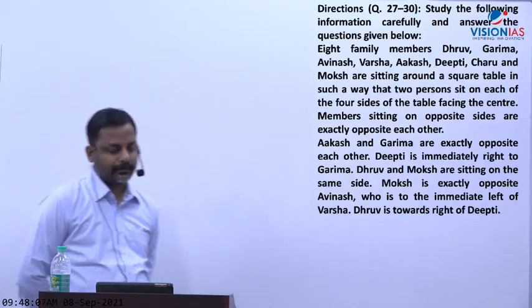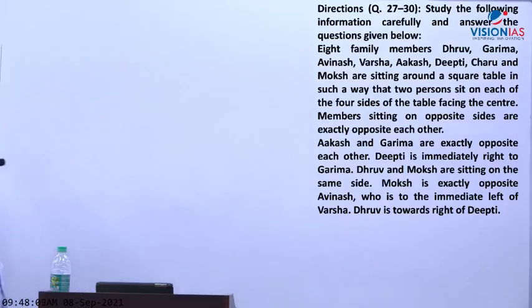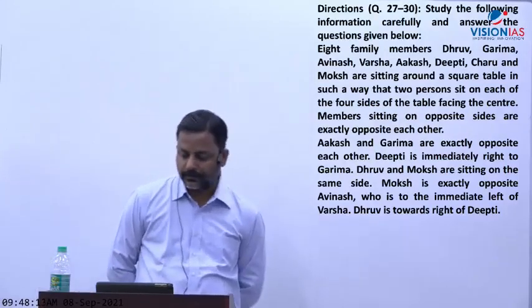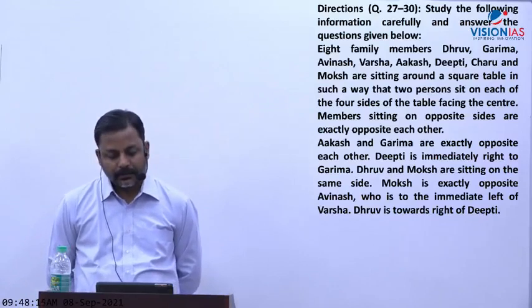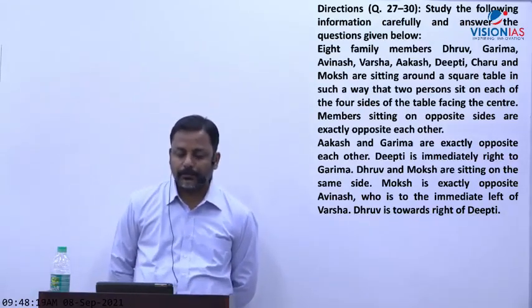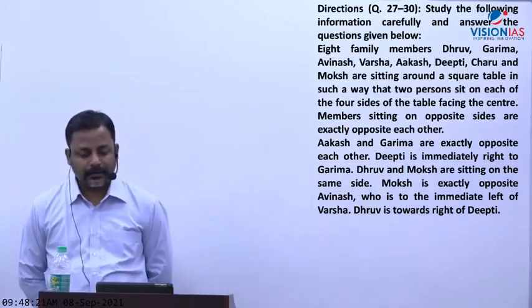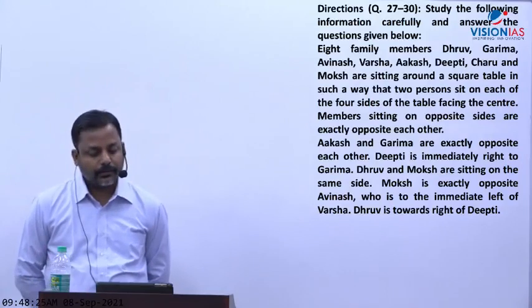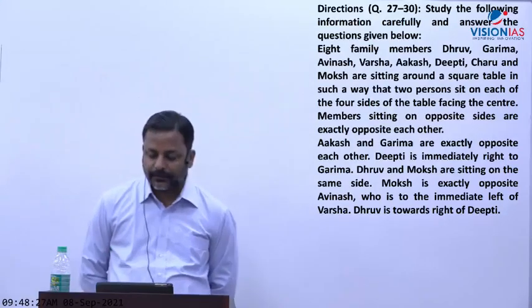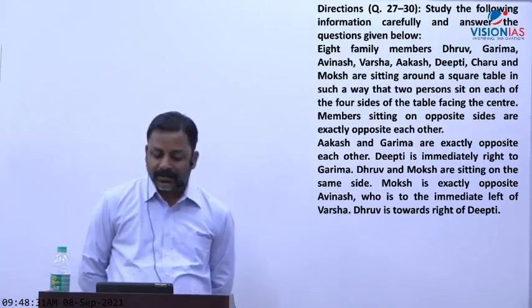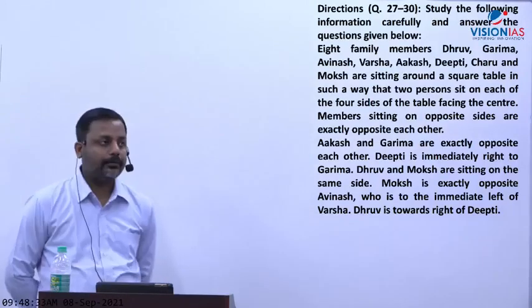So let's solve the question now. Start with the information first. 8 family members, Dhruv, Garima, Avinash, Varsha, Akash, Deepti, Charu and Moksh are sitting around a square table in such a way that 2 persons sit on each of the 4 sides of the table facing the center. Members sitting on the opposite side are exactly opposite to each other.